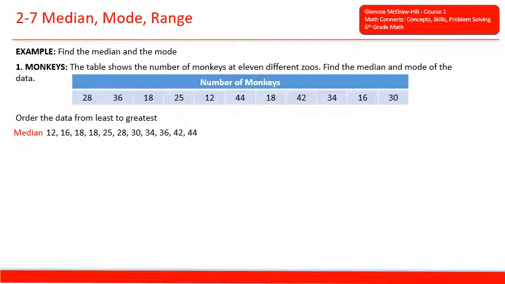And we need to find the median. So how many pieces of data are there? There's 11, so we can count in 6. And our median should be 28. And mode, which piece of data happens the most? Well, just scanning real quick, I see that 18 occurs twice, and I think that's the only one.